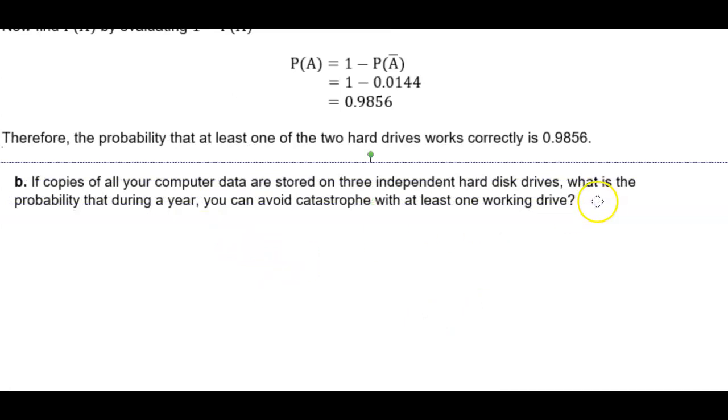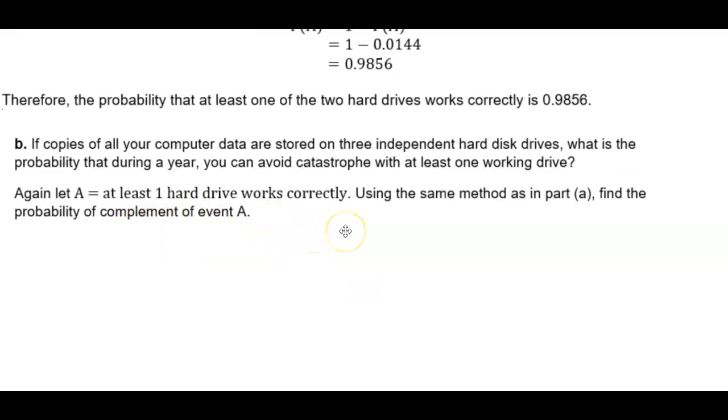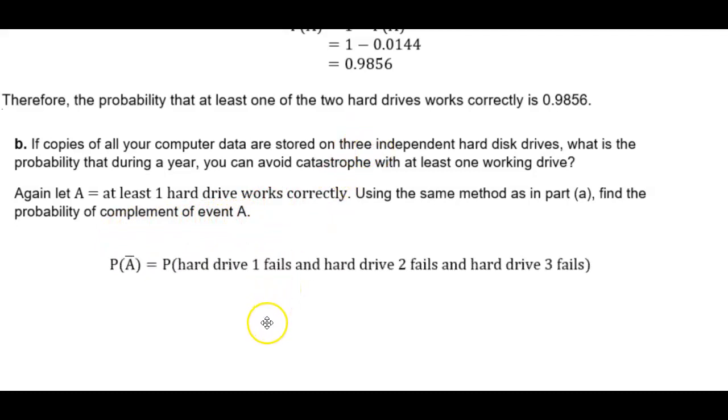Okay, part B. It says, if copies of your computer data are stored on 3 independent hard disk drives, what is the probability that during a year you can avoid catastrophe with at least one working drive? So again, we're going to let A equal at least one hard drive works correctly. We're going to use the same method as in part A and then find the probability of the complement of event A. So remember that we have 3 now, independent. So the probability of the complement of A is equal to the probability of hard drive 1 fails and hard drive 2 fails and hard drive 3 fails.